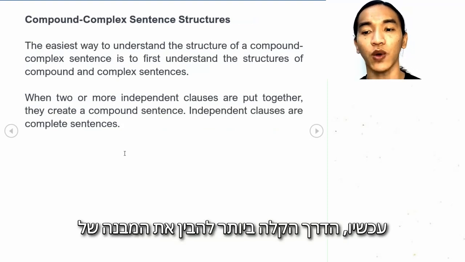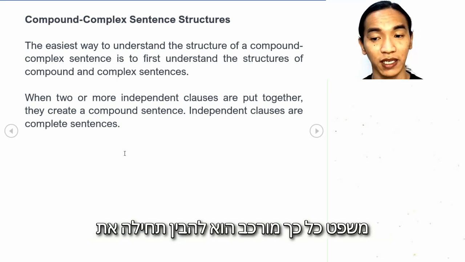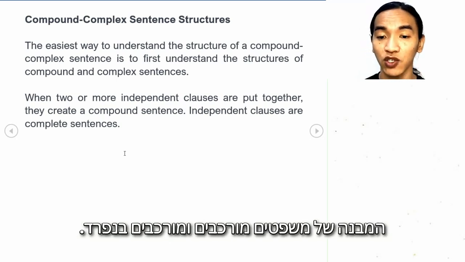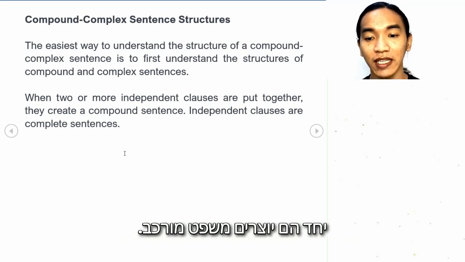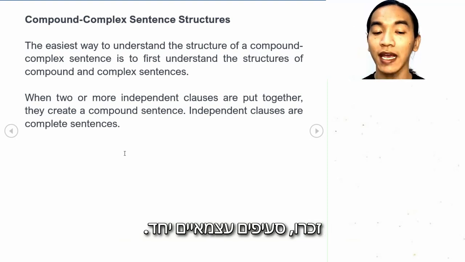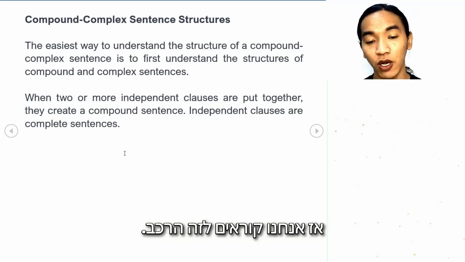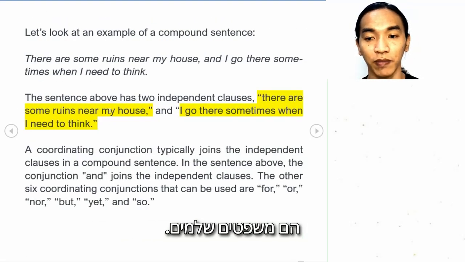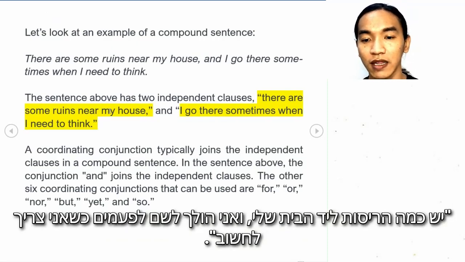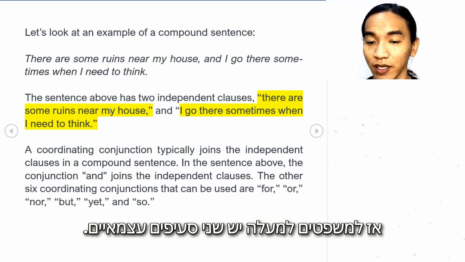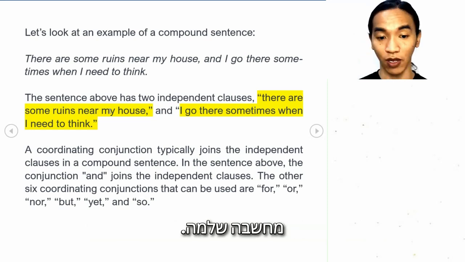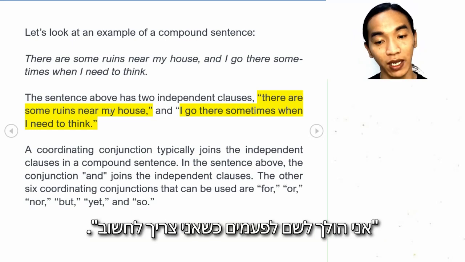Now, the easiest way to understand the structure of a compound complex sentence is to first understand the structures of compound and complex sentences separately. So when two or more independent clauses are put together, they create a compound sentence. Remember, independent clauses together, so we call that compound. All right, they are complete sentences. Let's see this one. There are some ruins near my house, and I go there sometimes when I need to think. So the sentence above has two independent clauses. There are some ruins near my house. Complete thought. I go there sometimes when I need to think.